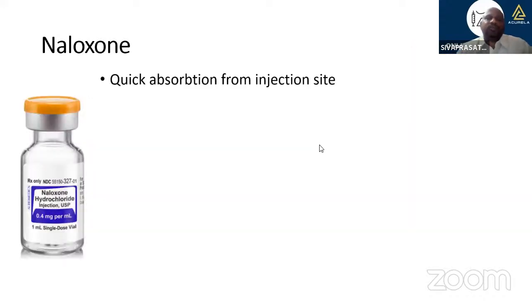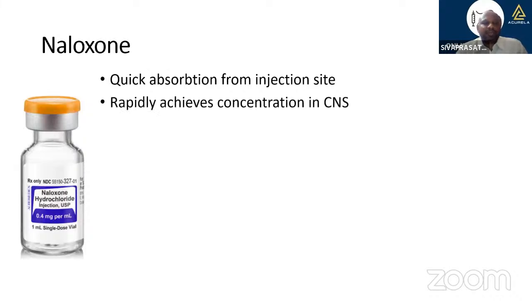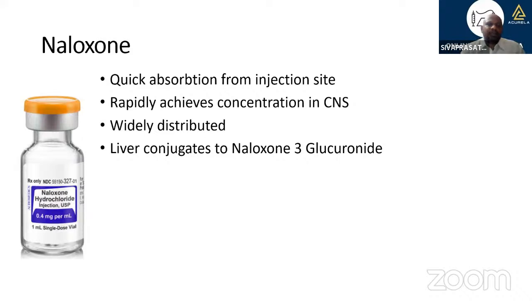But if you give it to a patient who has already received opioid, you can give it through intranasal route, IM, whatever route you give it. It has got quick absorption from the injection site, and it rapidly achieves concentration in the CNS because of its allyl nucleus. It becomes widely distributed and starts to antagonize the effects of opioids. The liver also conjugates it into naloxone 3-glucuronide, which is also an effective component.